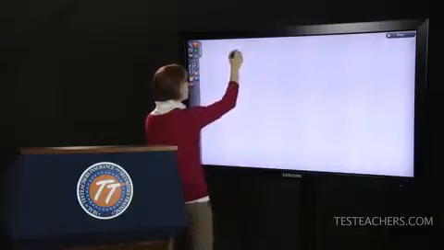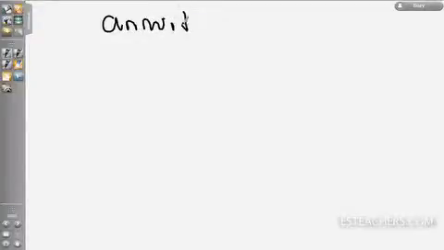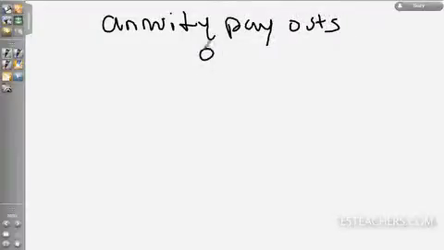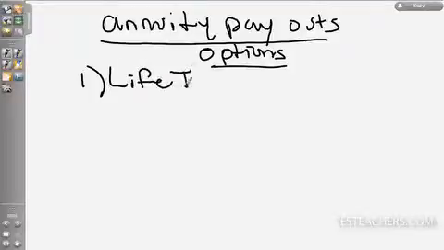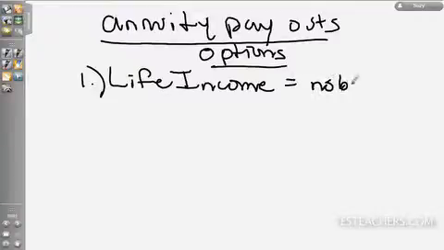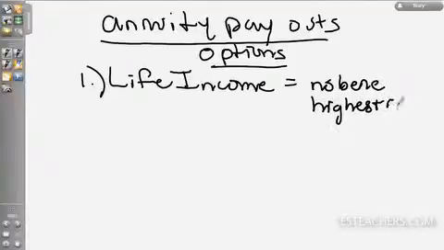So when you annuitize, you have annuity payout options, chosen by the annuitant. Once you choose one, you cannot change your mind. Once you annuitize, you cannot get your money out later because you changed your mind. You're stuck with it forever. So life income: riskiest choice, highest monthly payment. You will make the most if you live and you've chosen life income. No beneficiary. Highest risk, highest payment.